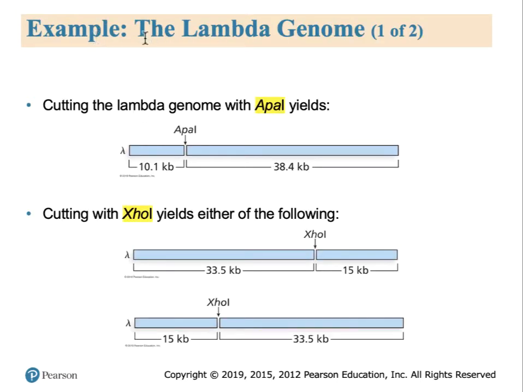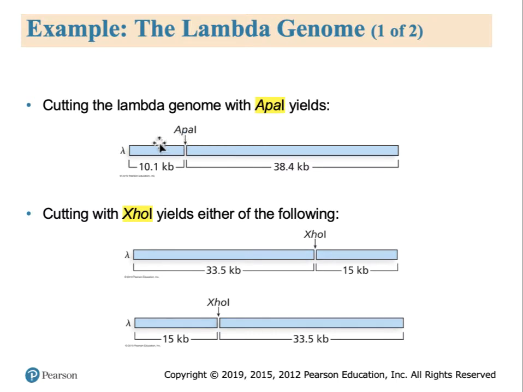The example that we are taking is Lambda genome. Lambda is a bacteriophage that attacks bacteria like E. coli. It has a relatively small genome of about 50,000 base pairs. If the only information one had was the size of the fragments obtained, then one could deduce where the restriction enzymes are cutting. So in this particular experiment, we're going to cut Lambda genome with ApaI.